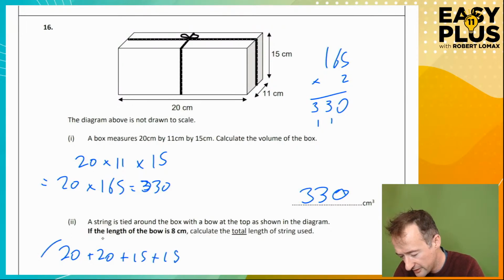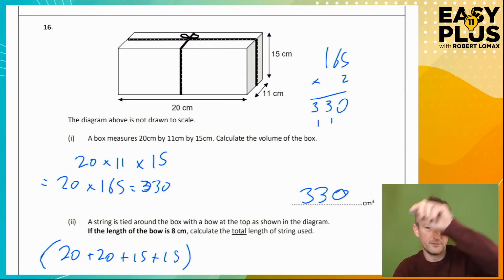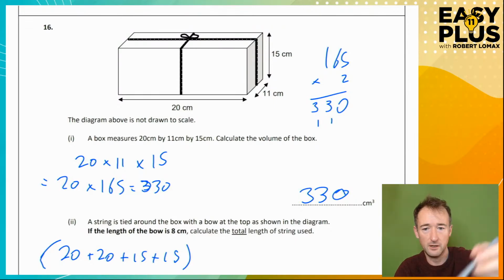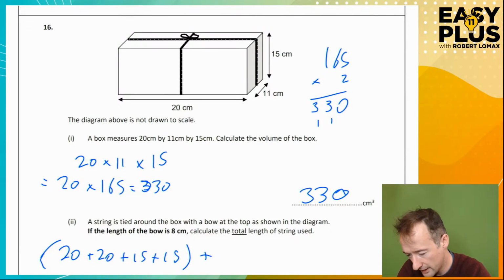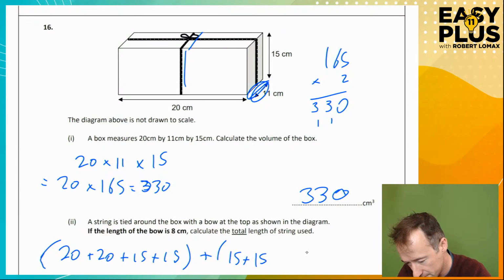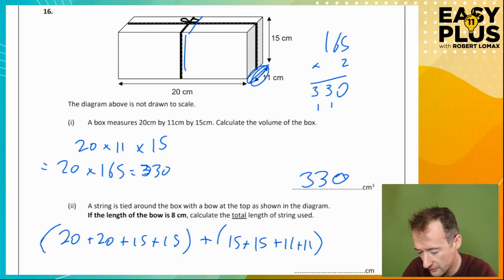Now, I'm going to put this in brackets just so it's easy to categorize that as sort of round that way. Now we're going to do the one that's round that way. Okay. So we're going to add that on. So we got 15 and 15 at the back. And we've got 11 along the top and 11 along the bottom. So you've got 15 plus 15 plus 11 plus 11. So we're adding those on.